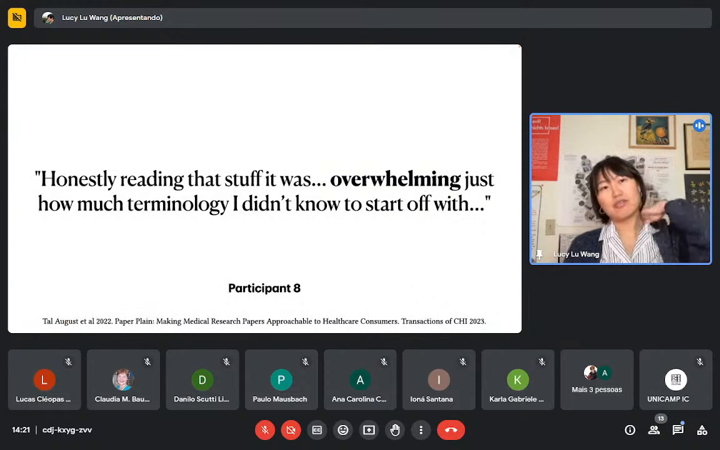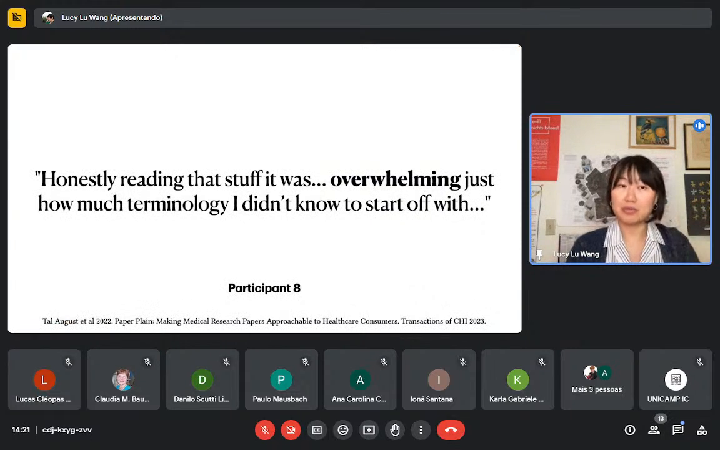So we first conducted a formative study where we interviewed non-expert readers who have experienced this process, like reading healthcare papers to look for information. And I think this quote sums up the problem quite well. So participant 8 says, "Honestly, reading that stuff, it was just overwhelming how much terminology I didn't know to start off with."